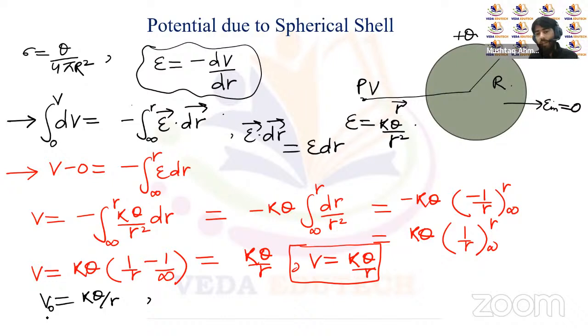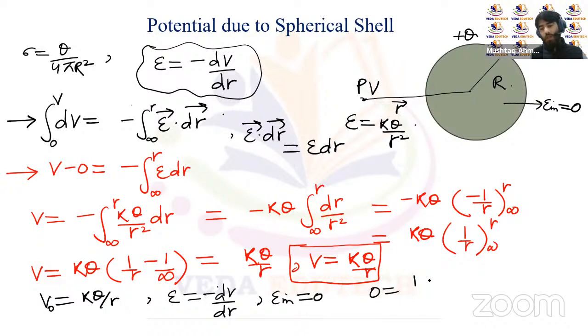But I also have to calculate the electric potential inside the spherical shell. We can use once again the same equation, E is equal to minus dV upon dr. We know the electric field inside is equal to 0. If the electric field inside is equal to 0, it means dV upon dr will be equal to 0. If dV upon dr is equal to 0, it means that V has to be constant.